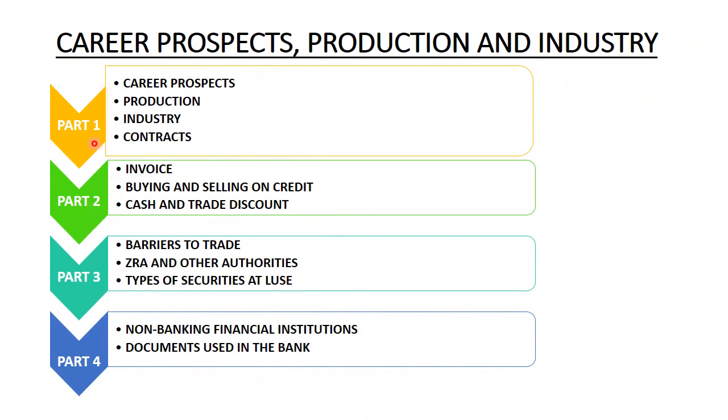The first part, which is this video, is going to have career prospects. Then we're going to visit production industry and we'll look at contracts, something that we did not spend time on. Then part two is going to look at invoice. We did invoice, but I just want to show you some calculations. Then we're going to discuss buying and selling on credit, then cash and trade discount, how to do the calculations and all. Then part three is going to focus on barriers to trade.